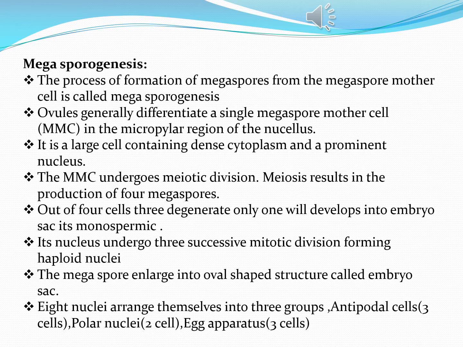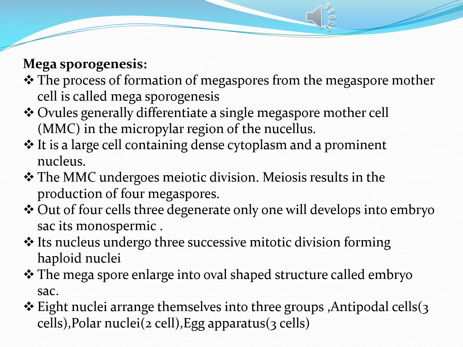This type of development we call monosporic. We know that 4 megaspores are produced; out of 4, 3 degenerate, and only one develops into the embryo sac. This embryo sac contains a nucleus, and this nucleus undergoes 3 successive mitotic divisions and forms haploid nuclei.